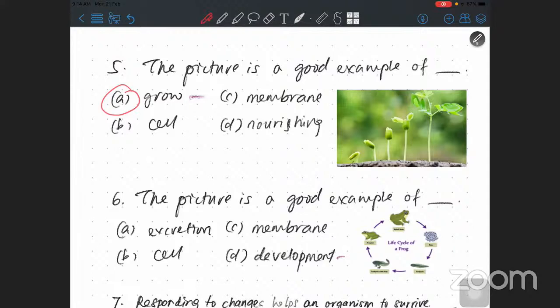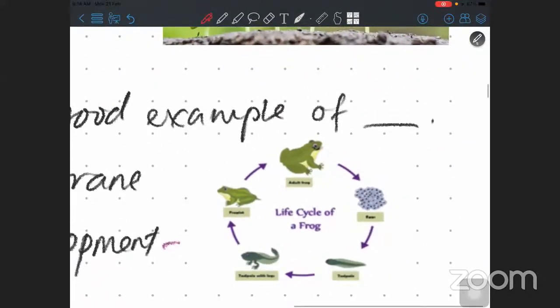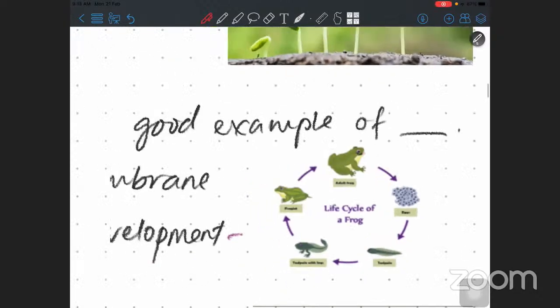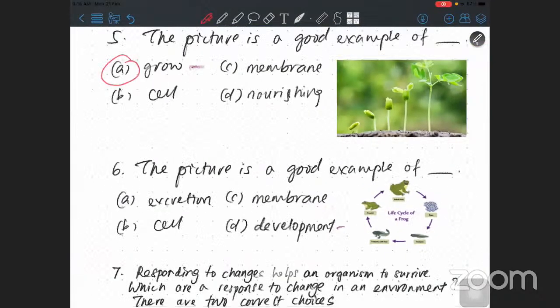Number 6, I think you can see this one. This is eggs become a tadpole, and then the tadpole later becomes a frog, an adult frog. Okay, so this picture is a good example of... Do you think this is A, excretion? Do the students still remember what excretion is? Is this something to describe membrane or cell or development?